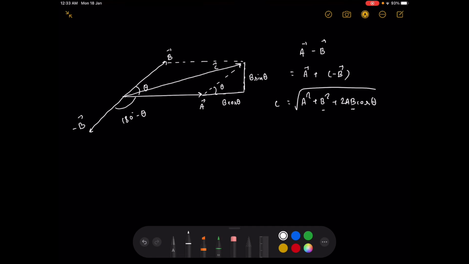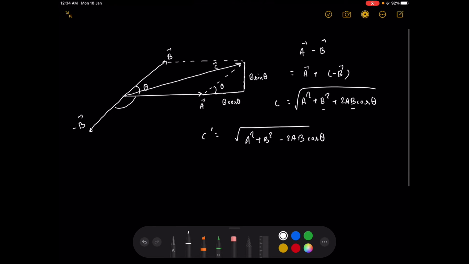So let me write this as c prime, which will now be a square plus b square minus 2ab cos theta. So c prime is what? It's just a minus b. Okay, magnitude of a minus b. Fine. So how do I draw this c prime? So c prime can be drawn in this parallelogram like this. Let me elongate this side and connect it like this. So c prime is here on this side. Okay, so that is the subtraction of vectors.